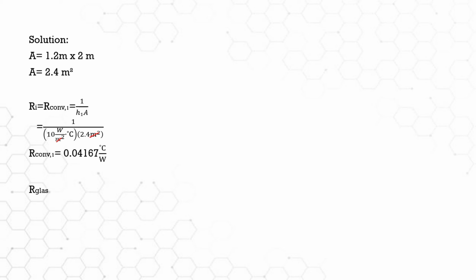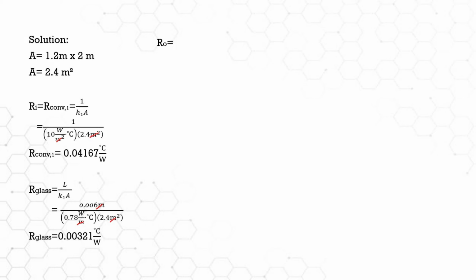The thermal resistance of glass is equals to length over thermal conductivity multiplied to area. So plug in the values. We have 0.006 meter over 0.78 watts per meter degrees Celsius multiplied to 2.4 square meter is equals to 0.00321 degrees Celsius over watts.